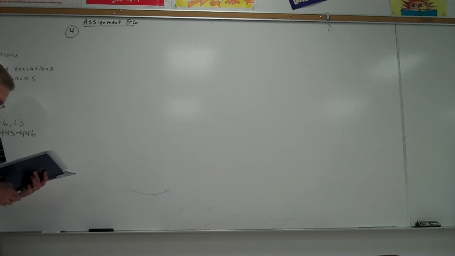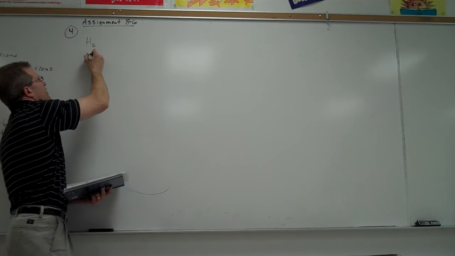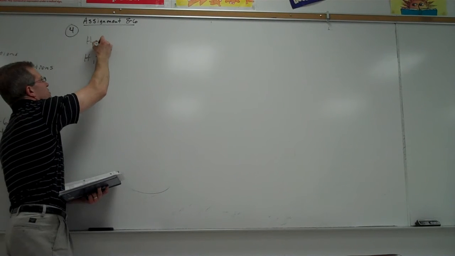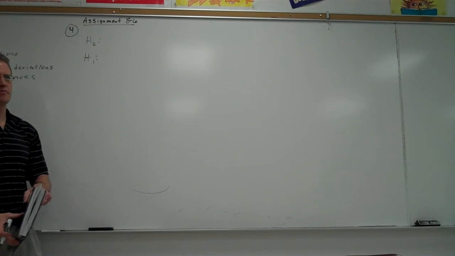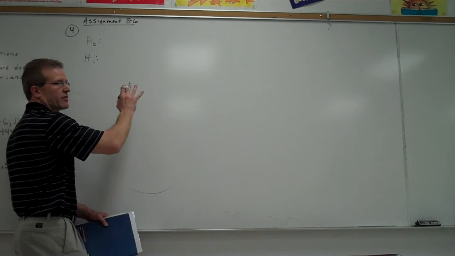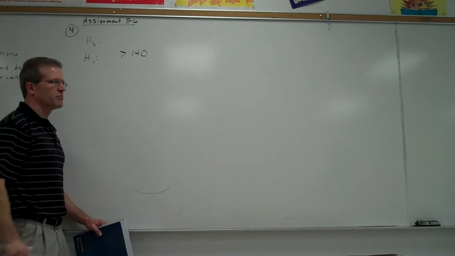All right, first sentence. A researcher claims the variance of the number of forest fires in the U.S. is greater than 140. So we're going to write our null and our alternative hypothesis. So greater than 140, would that go in the null or the alternative? Right, because it's greater than. It's not greater than or equal to.